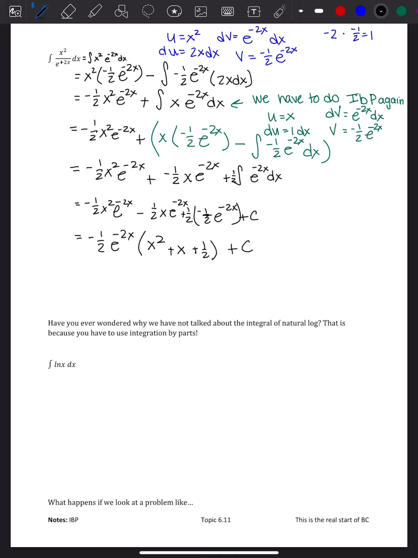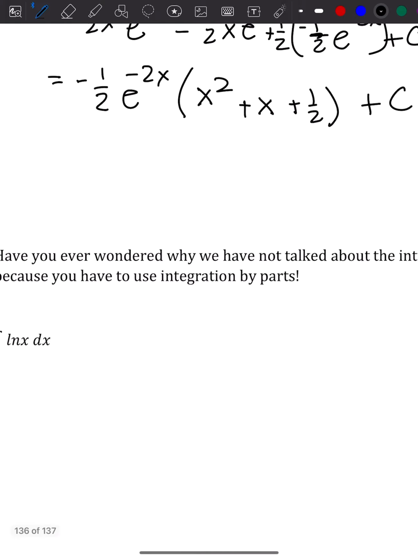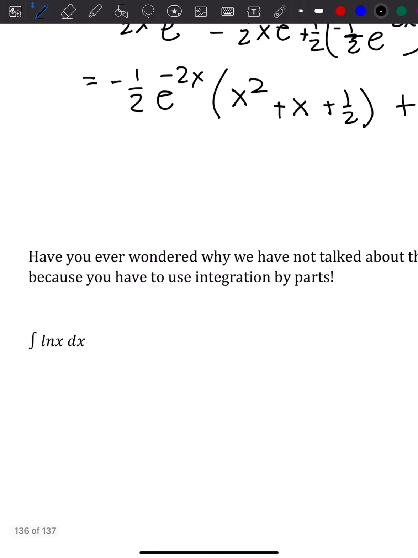So I mentioned this a little bit ago. Why have we never looked at the integral of the natural log of x? That's because in order to do this integral, you have to do integration by parts. And you might be thinking there is no multiplication here at all whatsoever, but there actually is. That multiplication that we're looking at here for this integration is the natural log of x times dx, or times 1 dx. So we are going to be making u, like I said, natural log is always u, natural log.